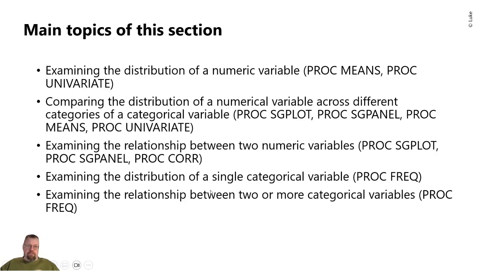Yeah, but those are some things to consider about the variables you have, and then we go into the main topics of this section. First of all, we examine the distribution of a numeric variable. We compare the distribution of numeric variables across different categories of a categorical variable. Then we examine the relationship between two numeric variables, and we examine the distribution of a single categorical variable, and we examine the relationship between two or more categorical variables.